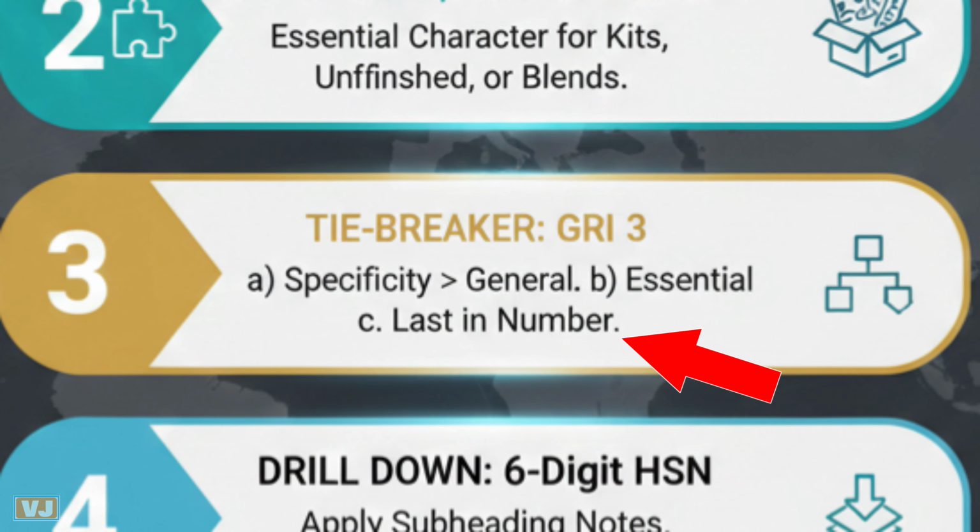If steps 1 and 2 of GRI 3, that is 3A and 3B, both fail, and it is not possible to classify even with A and B, the product is classified under the heading that occurs last in numerical order among those that equally merit consideration. So if you are not able to choose between two or three headings, you select the one that is last in numerical order, and you have to select it. So this is the sequential step number 3 of GRI 3 rules.